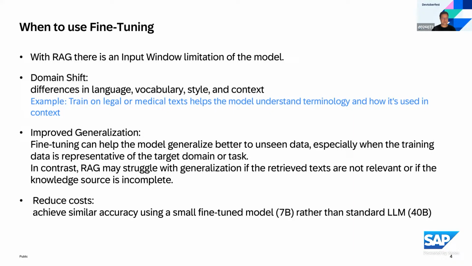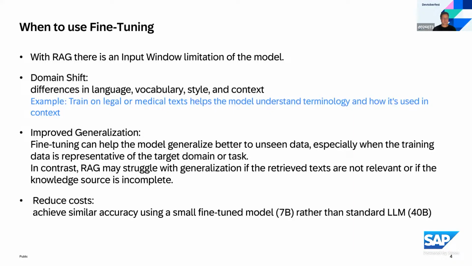There is also the term of domain shift, which describes differences in language, vocabulary, style, and context for different tasks or different domains. Just imagine ChatGPT is trained on general Wikipedia texts and a couple of books, a lot of general text with normal language. But if you want ChatGPT to advise you on legal text or medical, even in the medical domain, then it will maybe not use the right terms and even miss some context. Therefore, fine-tuning will help the model to understand the terminology and specifically the context in which it is used. Special terms are used.